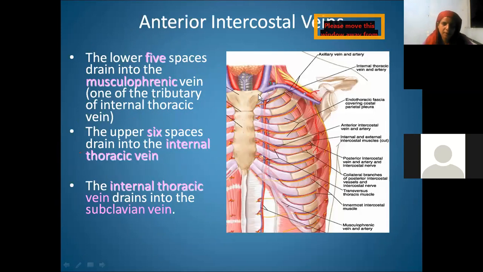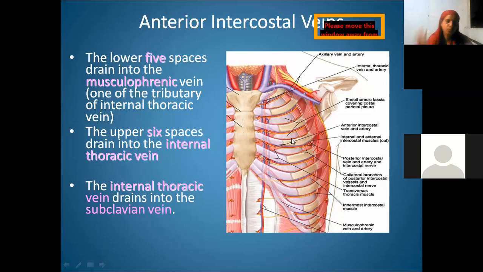Now see here, this artery we have studied. Do you remember? Internal thoracic artery, also called internal mammary artery. It's a branch of the subclavian artery. In each space, this internal thoracic artery gives two anterior intercostal arteries. You see, one artery is this and one artery is this. So anterior intercostal arteries are two in number. Here also, in this space also, two.